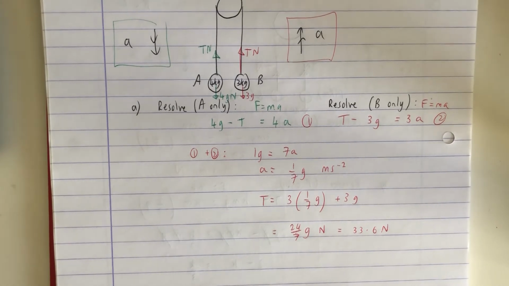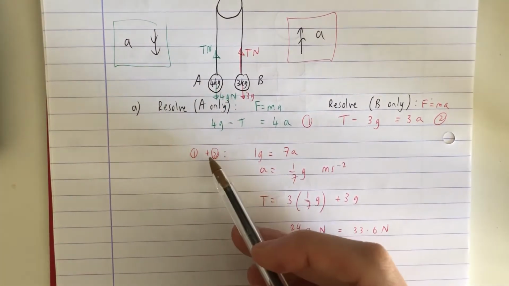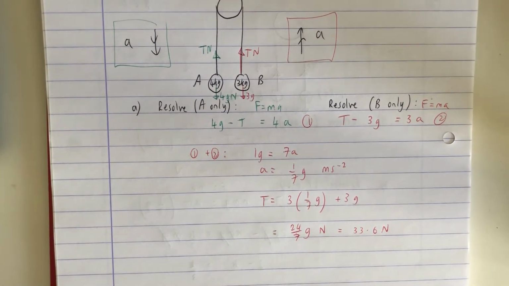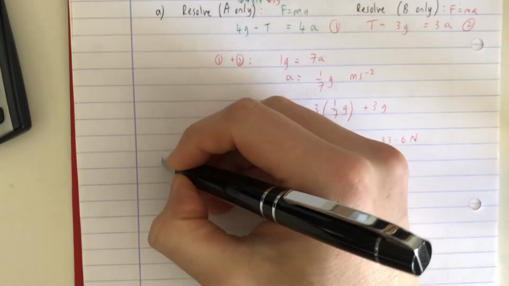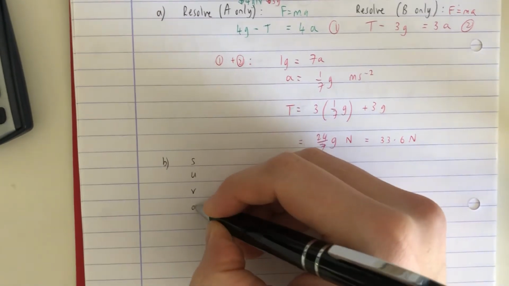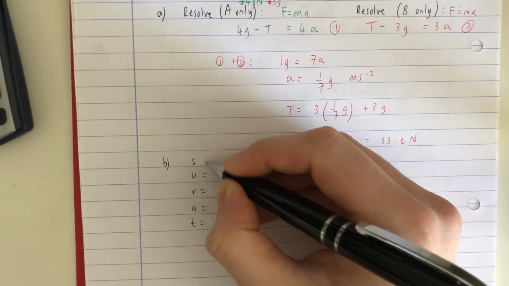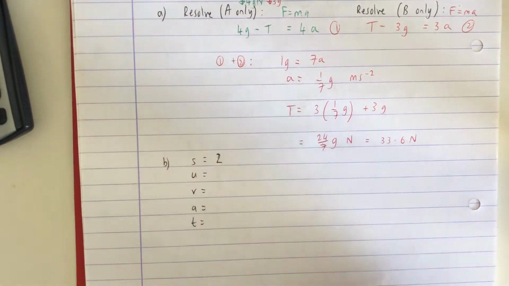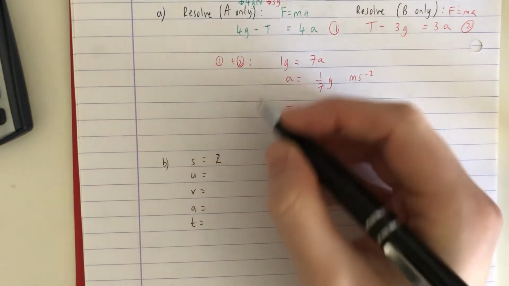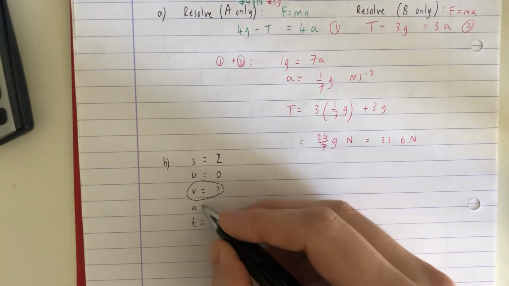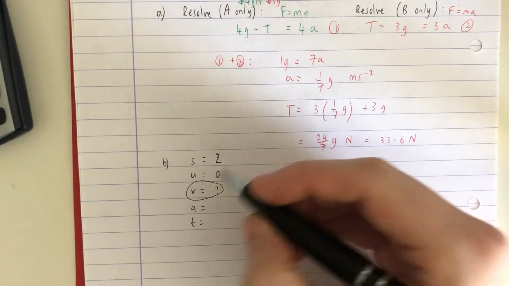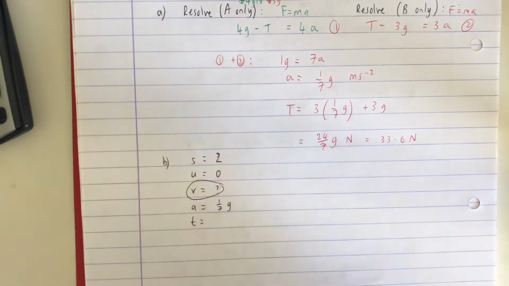Part B says, when A has travelled a distance of 2 meters, it strikes the ground and immediately comes to rest. Find the speed of A when it hits the ground. So A is going to fall, hit the ground, distance 2 meters away. So it sounds like a suvat question to me. So part B, suvat. S is 2 meters. It's initially at rest, given in the question, so U is 0. V is the thing you want to work out. And acceleration, I've just worked out to be 1/7 g. Time is unknown.